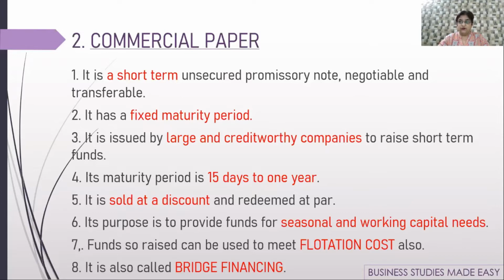And it is used for seasonal and working capital needs. During particular season, like in case of farming, during harvesting, they need a combined harvester, then packing, and then marketing. So for a very short period of time, they need money. So for working capital or seasonal purposes, this means of short-term borrowings is used.